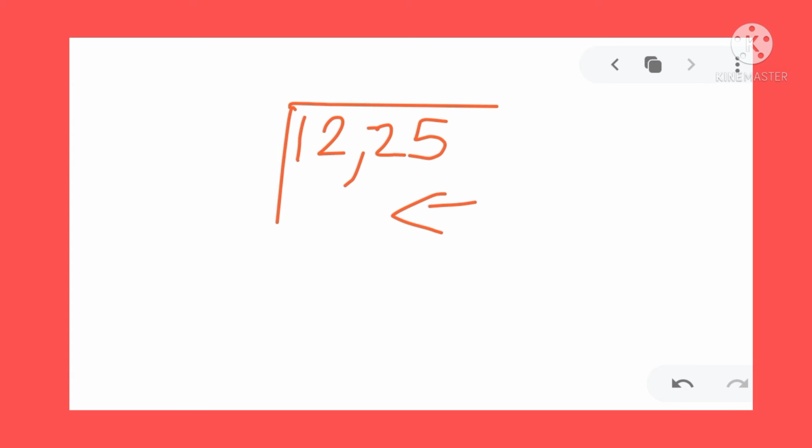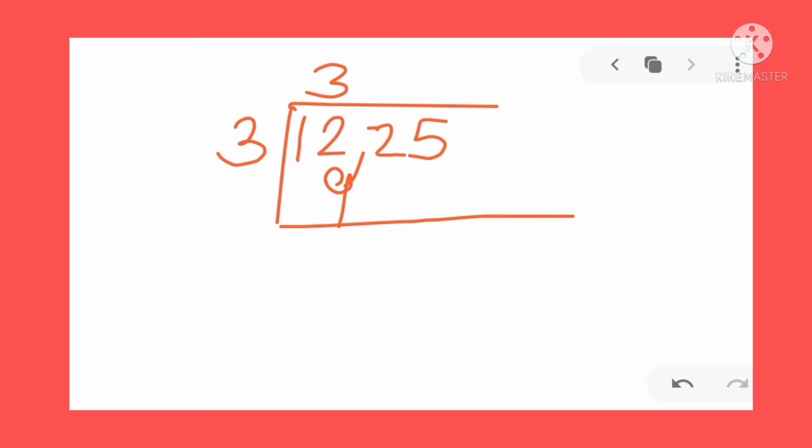Then if 4 digits are there, what do we do? For example, 1225. Again we pair, that means we take the numbers from this side and make pairs. So 25 in one pair and 12 in another pair. Then like the previous method, we check between which numbers 12 lies. So it lies between 9 and 16. So we write 3. 3 3s are 9. Then 12 minus 9 is 3.